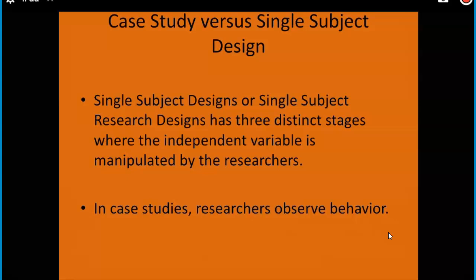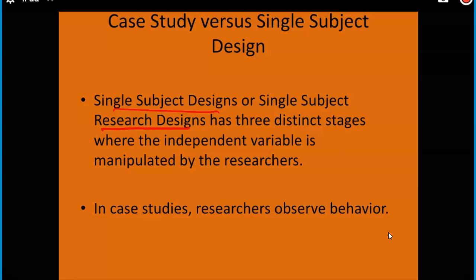And there is another study design called single subject design, or single subject research design, that also sometimes gets called a case study, even though it's different. In a single subject research design, there are three distinct stages. You have a baseline stage, then a stage where the individual is being manipulated, quote unquote, with something, the variable is introduced, and then you have the end stage, or conclusion stage, where whatever variable was added is taken away again.